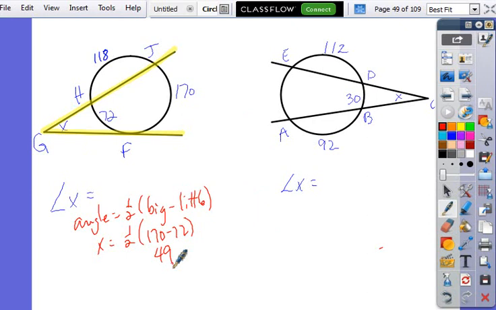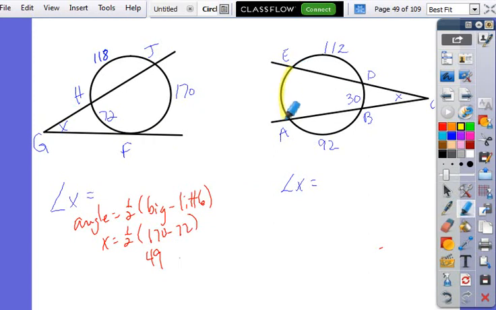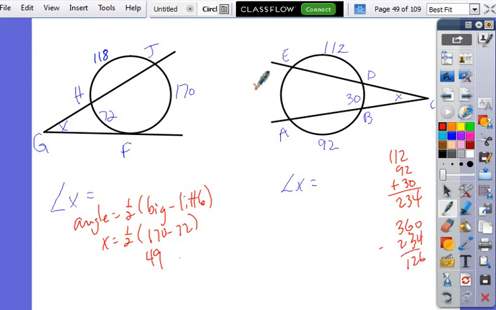All right, I did two first, but then on this one, the first thing you've got to figure out is what is arc EA right there, because if I don't have that, I can't use the formula. So in order to do that, I'm going to add the 112, 92, and 30. Is that 234? Yes. So then I need to subtract that from 360 and figure out that this part is 126. Now I have the two arcs that I need, the big and the little inside the angle. So I would say X is half of 126 minus 30, and that should get 48.